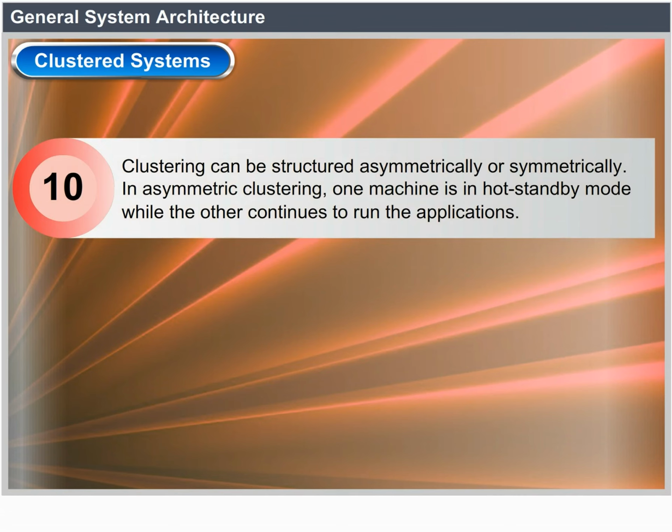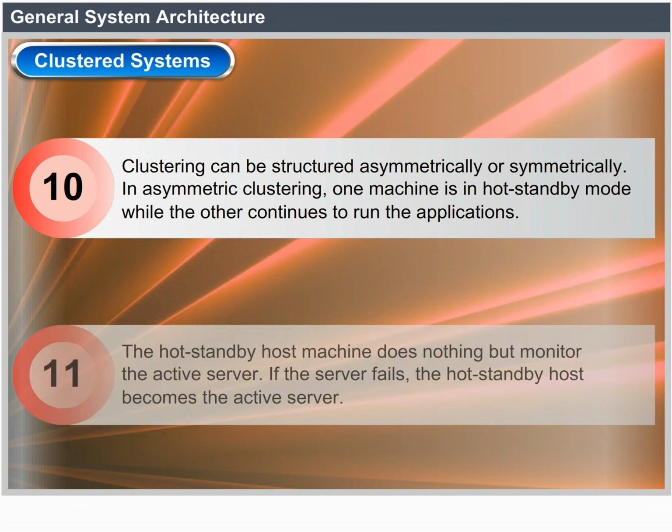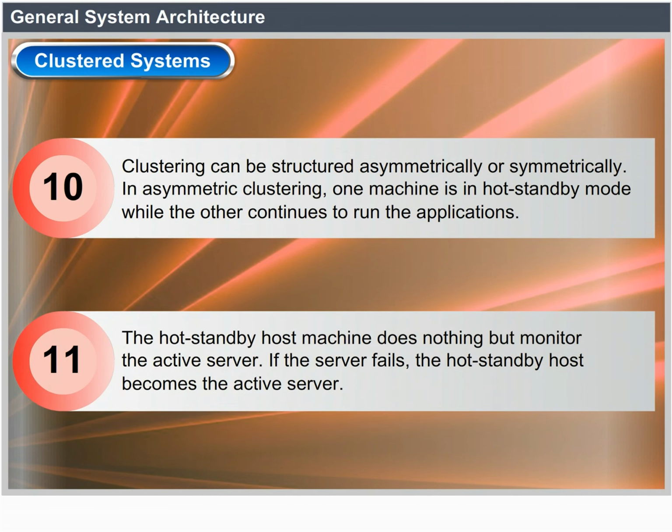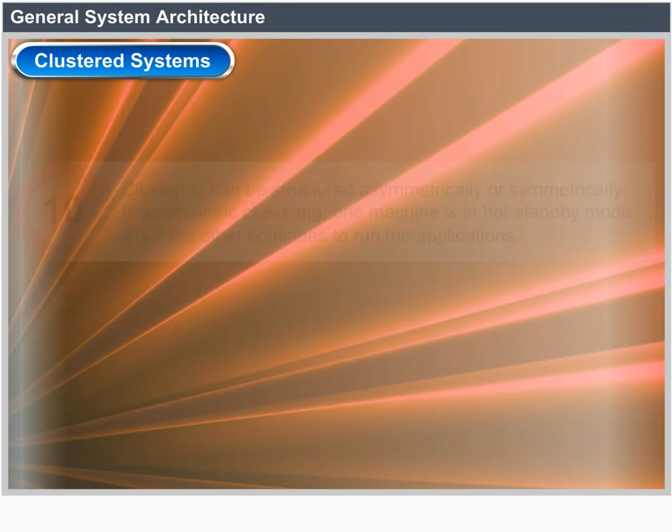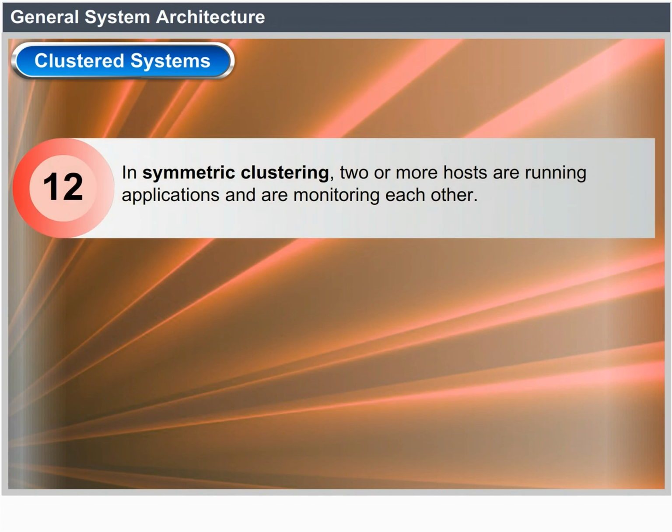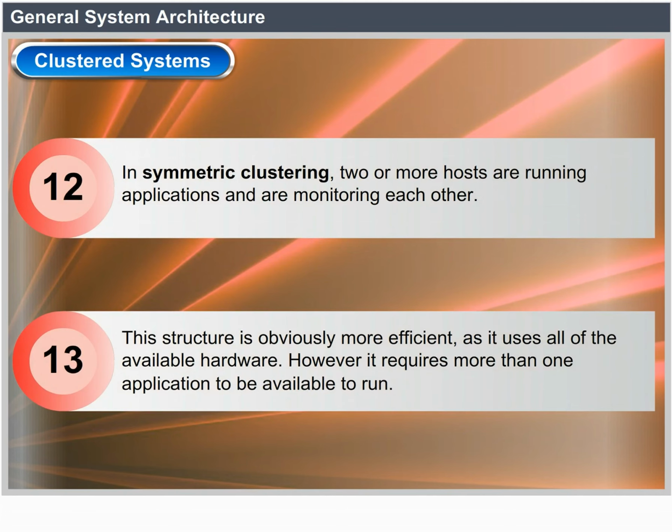Clustering can be structured asymmetrically or symmetrically. In asymmetric clustering, one machine is in hot standby mode while the other is running the applications. The hot standby host machine does nothing but monitor the active server. If the server fails, the hot standby host becomes the active server. In symmetric clustering, 2 or more hosts are running applications and are monitoring each other. This structure is obviously more efficient as it uses all of the available hardware. However, it does require that more than one application be available to run.